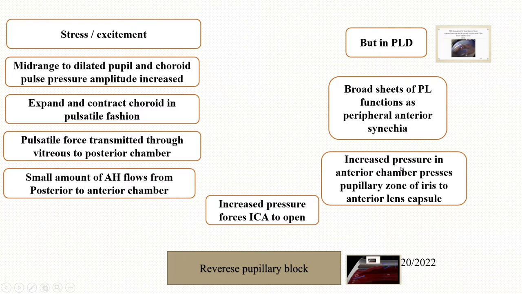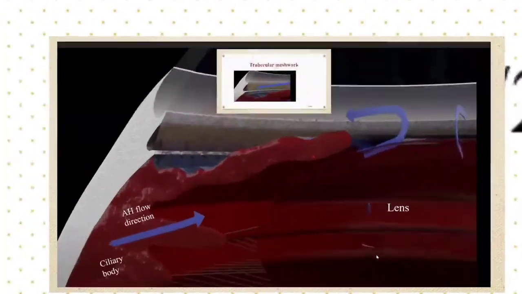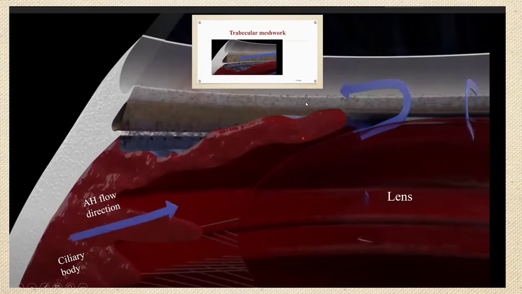So this will increase the pressure in the anterior chamber, and that will press the pupil. We can see here, this is totally blocked because of the pectinate ligament dysplasia. So there will be an increase in the aqueous humor in this anterior chamber. So this will press the pupil into the lens, towards the lens. So it is blocking the pupil and the lens, this gap.